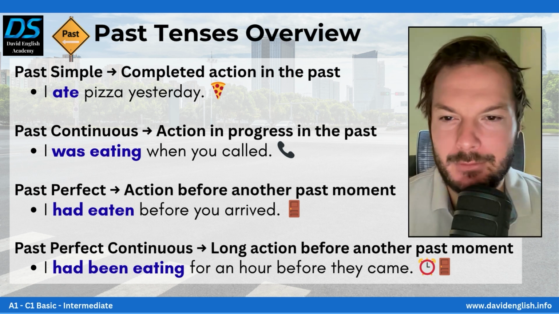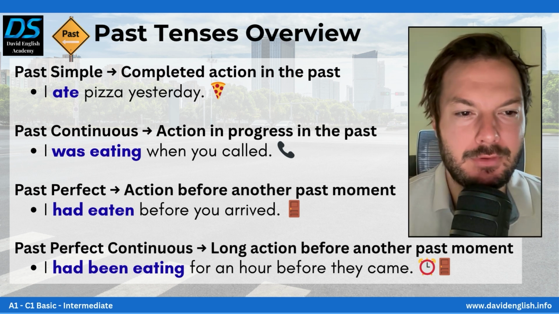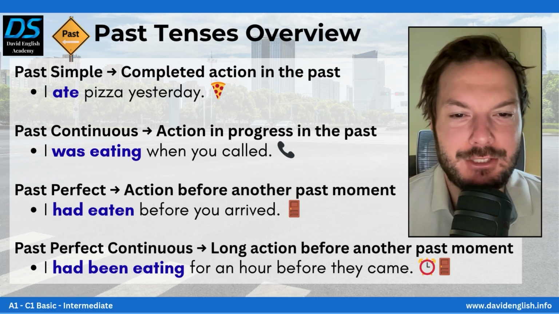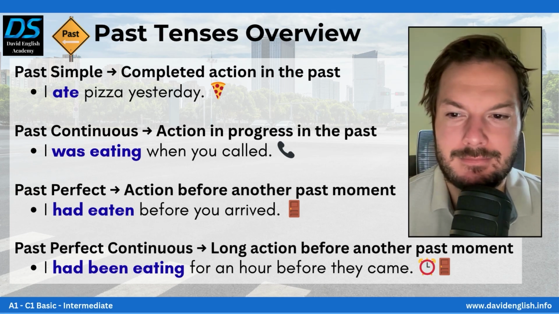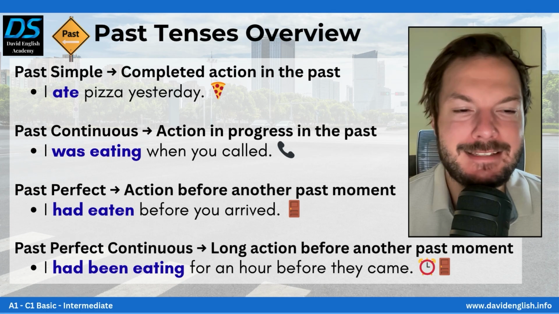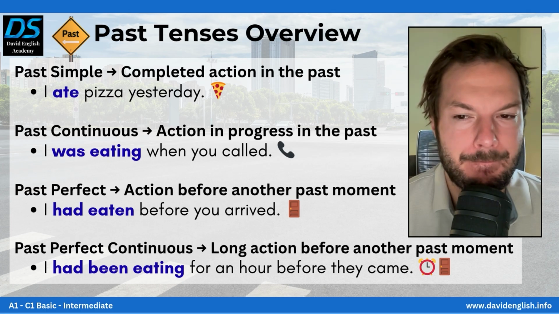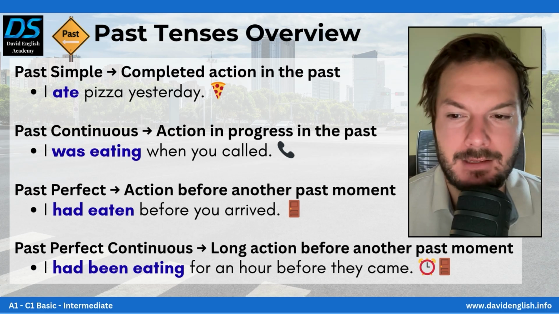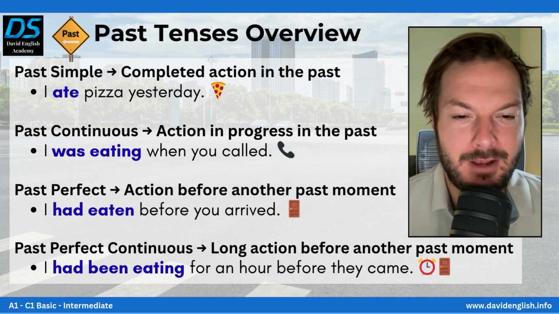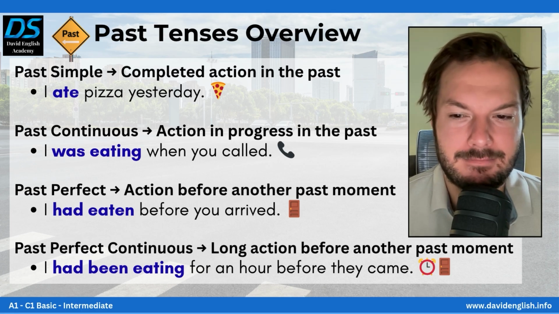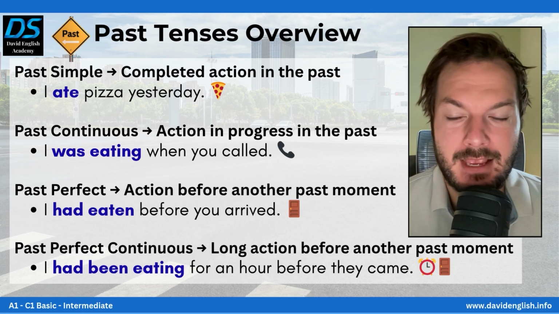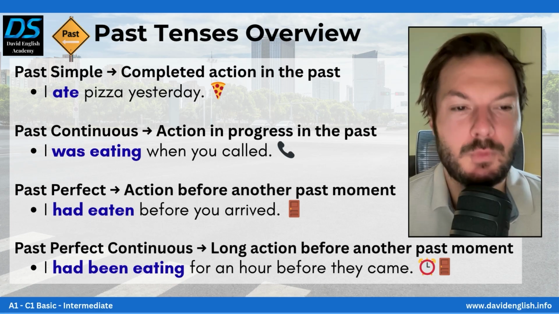Now we'll jump into the past tenses overview. Past simple, completed action in the past. I ate pizza yesterday. I know when I ate the pizza. Past continuous, action in progress in the past. It means that it wasn't finished at the time. I was eating when you called.